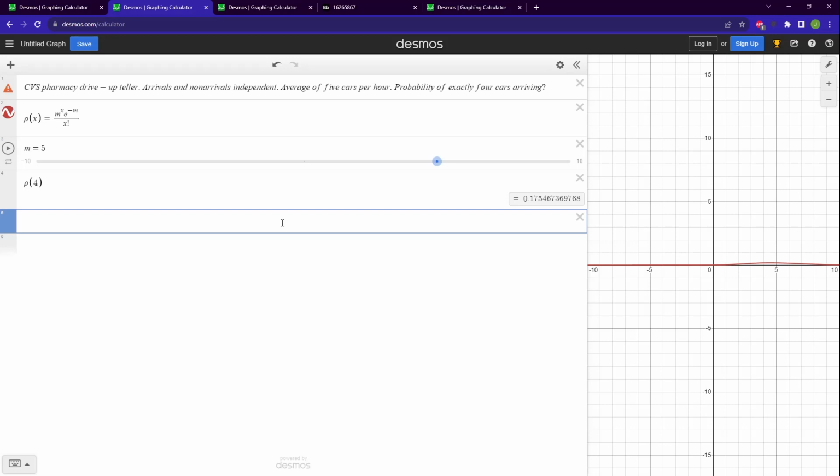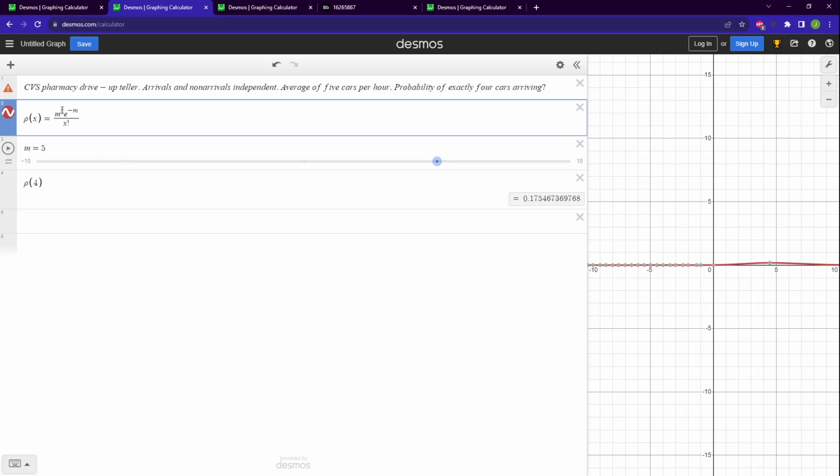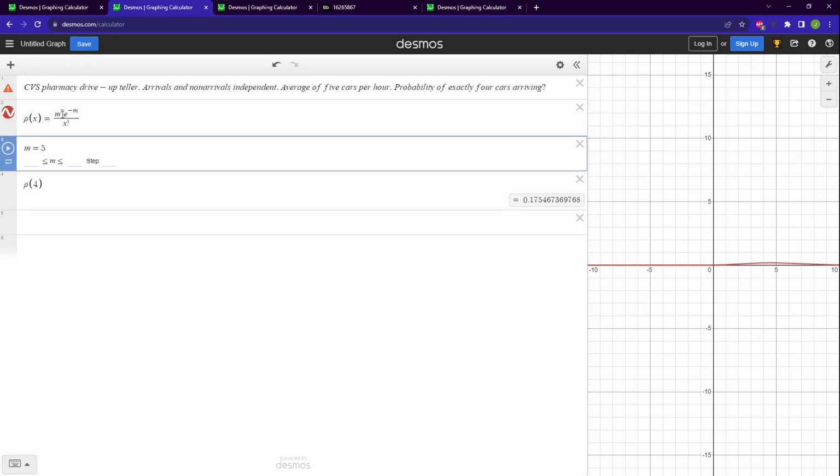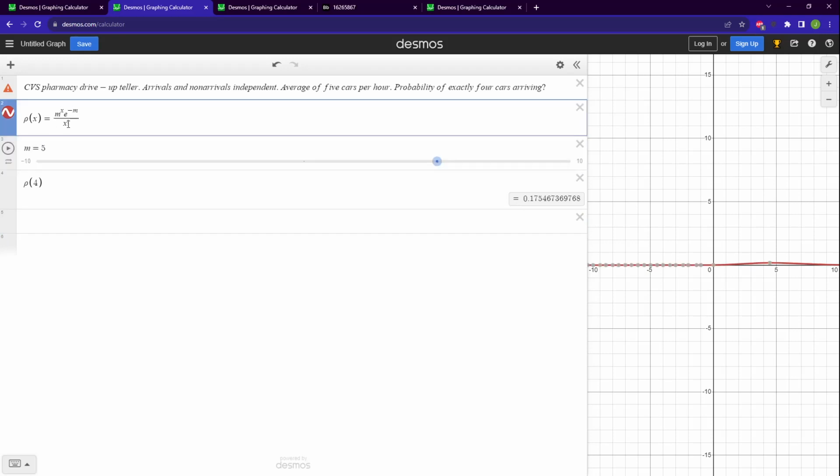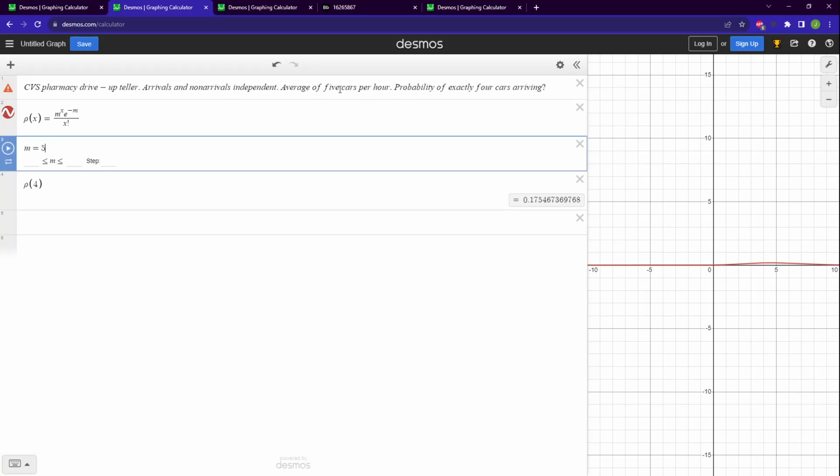It's Poisson, with another S in there. So here we have m to the power of x, where m is our mean. We have e to the power of negative m, and we divide the whole thing by x factorial. The only input you have to pass is the m, which in this case, our mean, is 5, because we have 5 cars per hour.